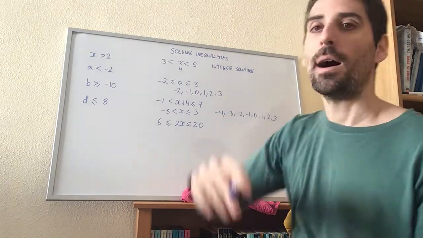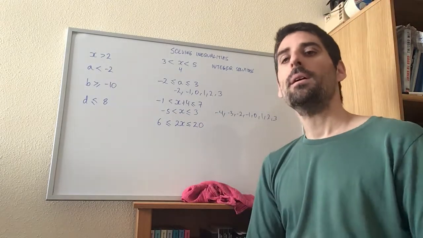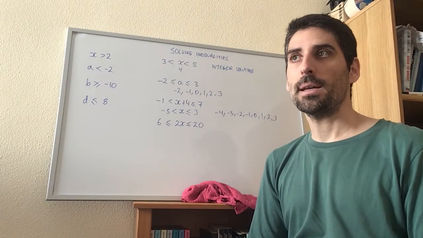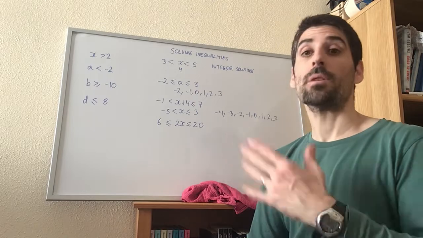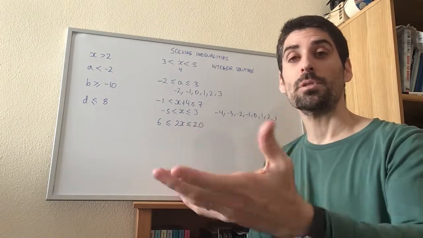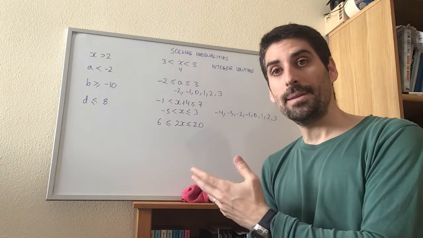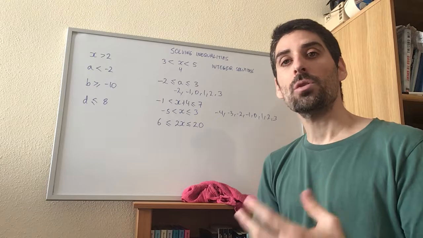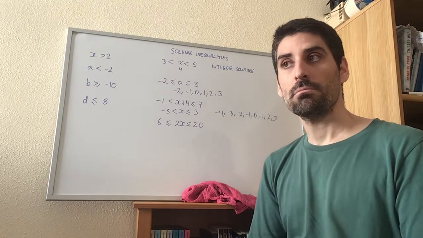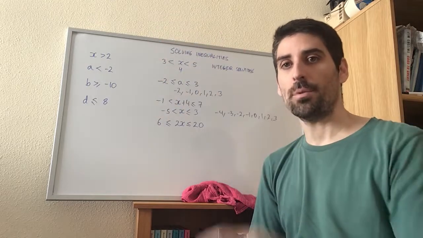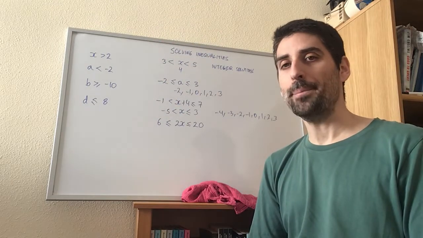So there you go. And before you ask me, sir, do I have to write all those answers in the answer? Yes, you do, all of them. Because if they ask you for the integer solutions, you have to provide all the possible answers. This is the main difference between an inequality and an equation. How many solutions did we have in an equation? 1. Here we got a whole range of possible solutions, okay?